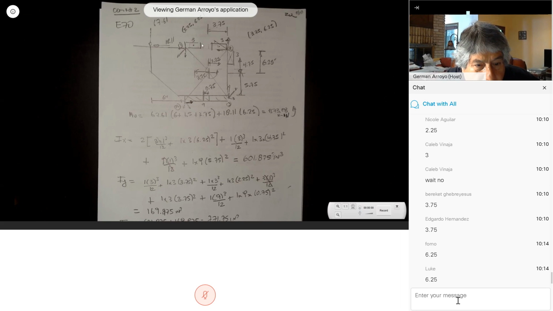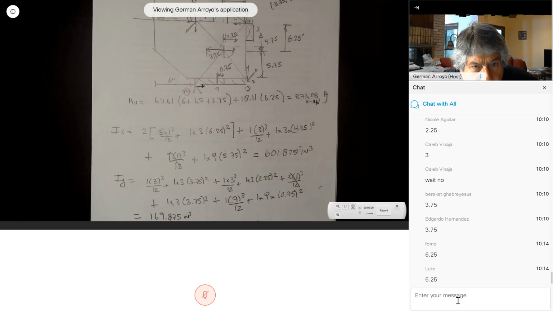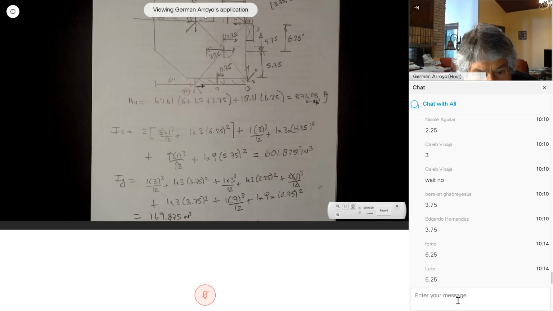So 1 times 3 cubed over 12 is given in here. 1 times 3 cubed over 12 is the moment of inertia about its own central axis, plus the area, 1 times 3, times the distance squared, 3.75 squared. So the moment of inertia of this one is 1 times 3 cubed over 12, which gives me the moment of inertia about this line, plus the area times the distance squared. This is the distance squared. This is what we had in here.